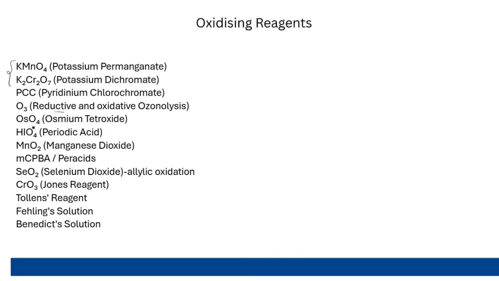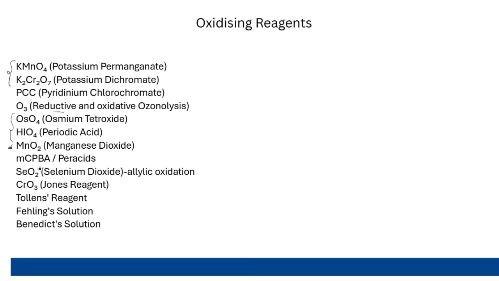Then we have osmium tetroxide and periodic acid. Both of them will convert the alkenes to diols. So wherein you are going to get syn diols, the orientation of the OH group will be on the same side. Then we have manganese dioxide. This is a very selective oxidizing reagent which will oxidize only allylic and benzylic alcohols.